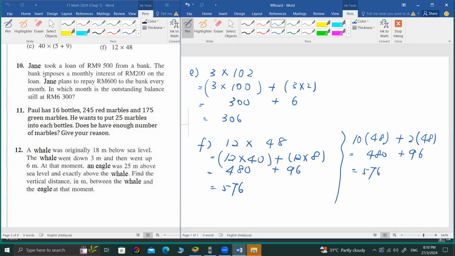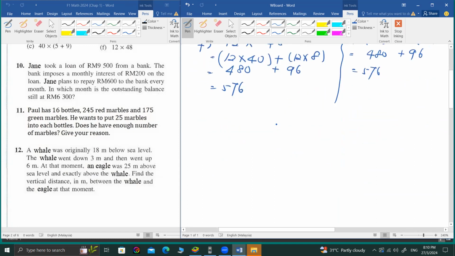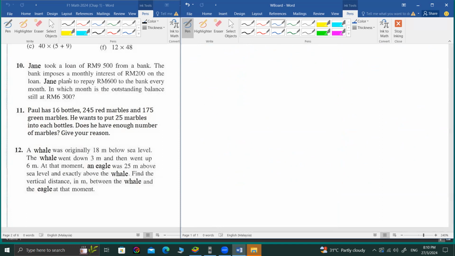Okay, all of you look at number 10. Jane, later I'll show you this one. Christian, you listen to me first. Jane took a loan of 9,500 ringgit from a bank. So class, for word problem solving, try to understand well. Any one of the words that you do not know, you can ask me the meaning, okay? The bank imposes, mengenakan, a monthly interest of 200 ringgit on the loan.